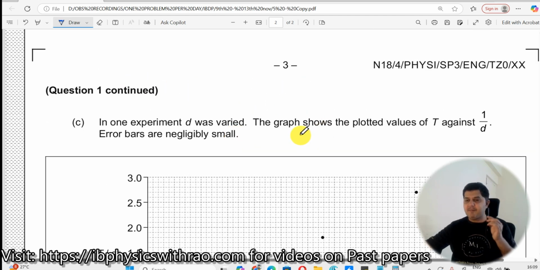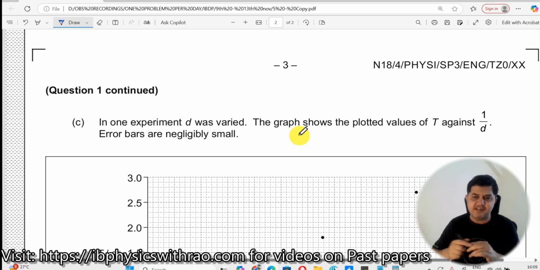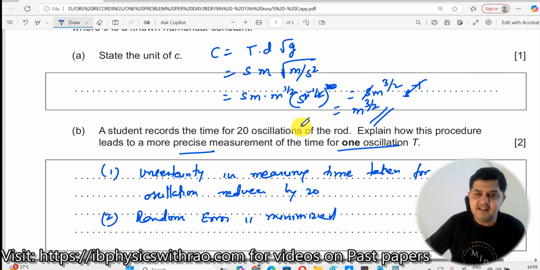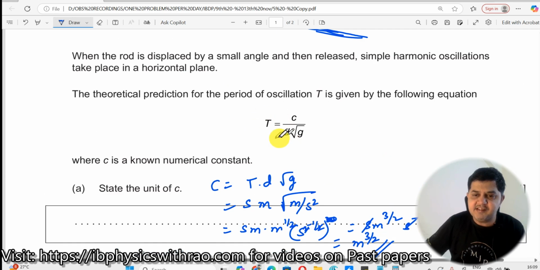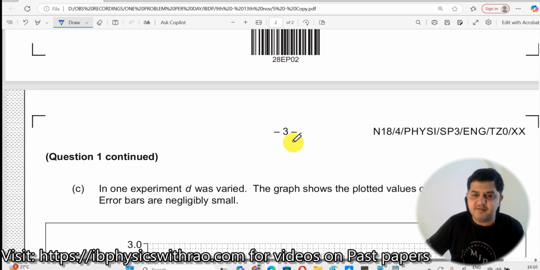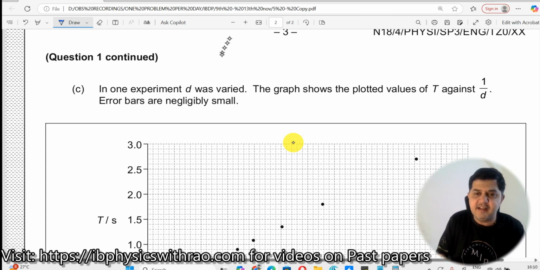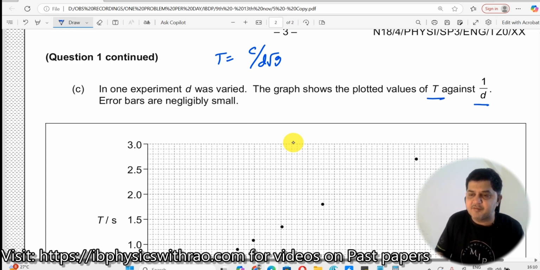Whenever you have a graph problem, the first thing you should have in mind is how the variation was happening. Just go back to this. What is the variation given by? T is equal to C by D root G. Write down this equation. It will be very helpful for us. T is equal to C by D root G. What is given? This is plotted against 1 by D.